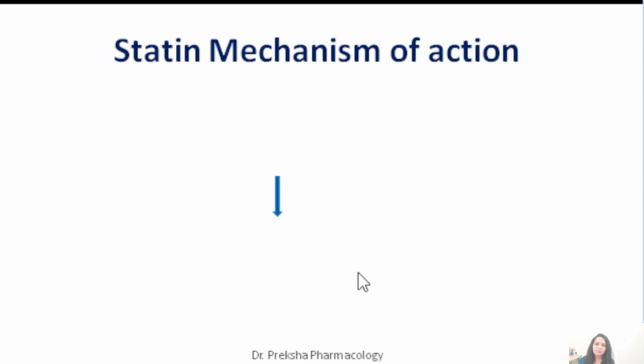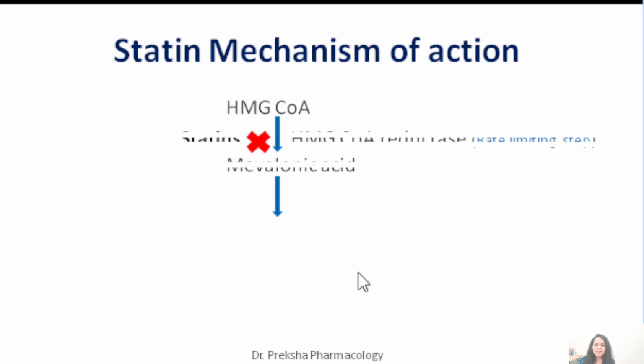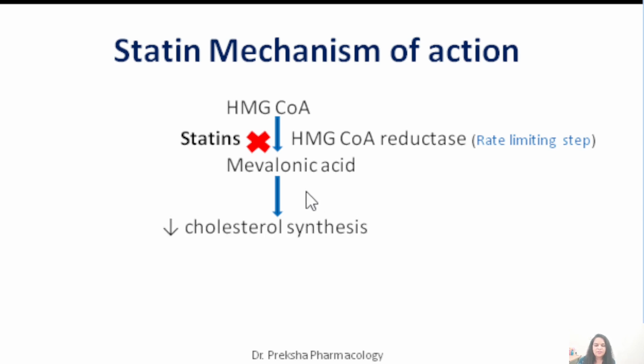Now coming to the mechanism of action of statin. HMG-CoA in the liver is converted to mevalonic acid with the help of the enzyme HMG-CoA reductase. Statin will competitively inhibit this HMG-CoA reductase enzyme, and this step of conversion from HMG-CoA to mevalonic acid is a rate limiting step. Mevalonic acid is ultimately converted to cholesterol, and as statin inhibits the rate limiting step, it will ultimately decrease the cholesterol synthesis in the liver.